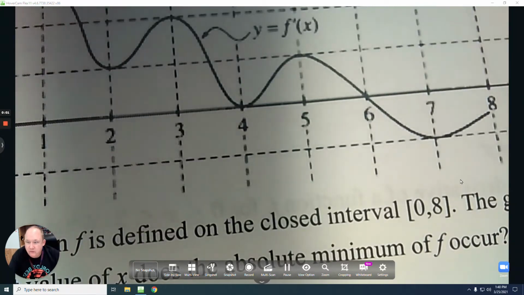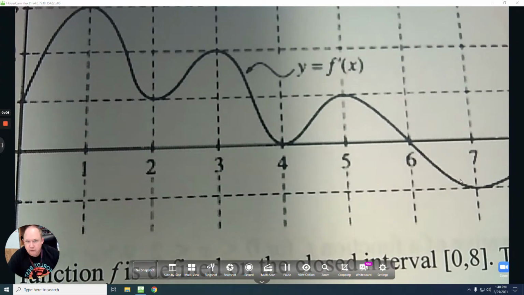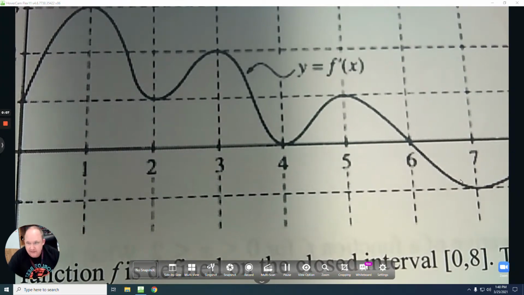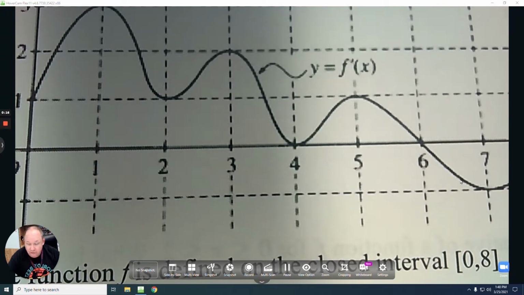All right, this is Unit 5. Unit 5 review has to do with the derivative graph. And can you interpret a derivative graph? And number one, it says, looking at the derivative graph, can you find where the absolute minimum occurs?